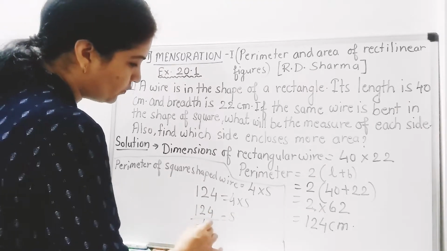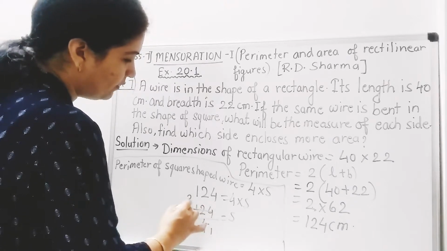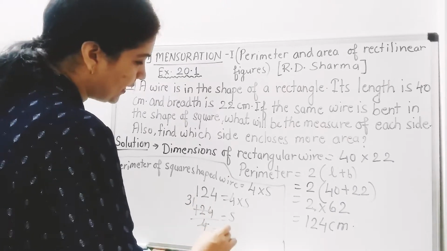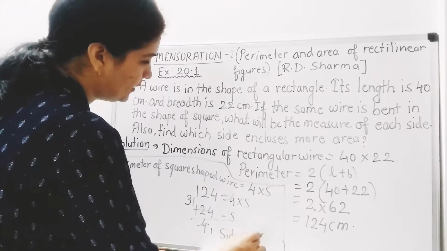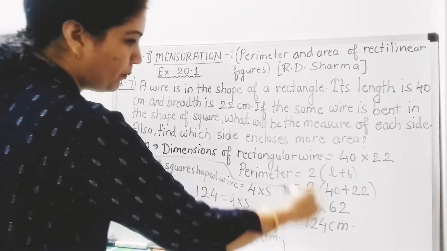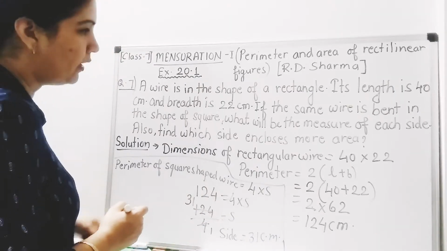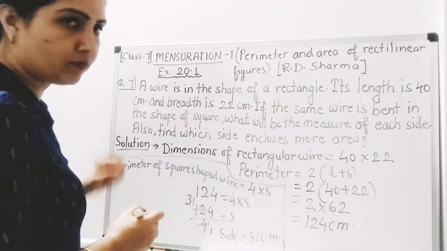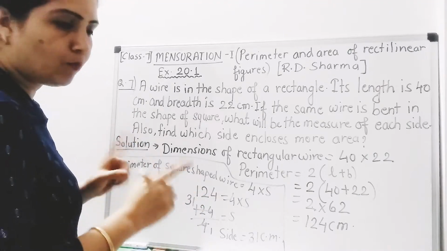Now we will simplify. So 4 1s are 4, 4 3s are 12 and 4 1s are 4. So side is 31 centimeter. Okay. Now side is 31 centimeter and perimeter is 124 centimeter. Okay. So one thing we have found, the side of the square. Now we have to see the area of both the shapes.